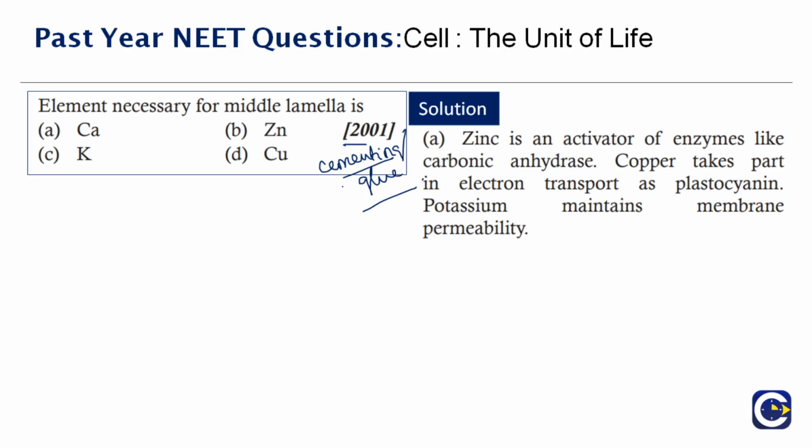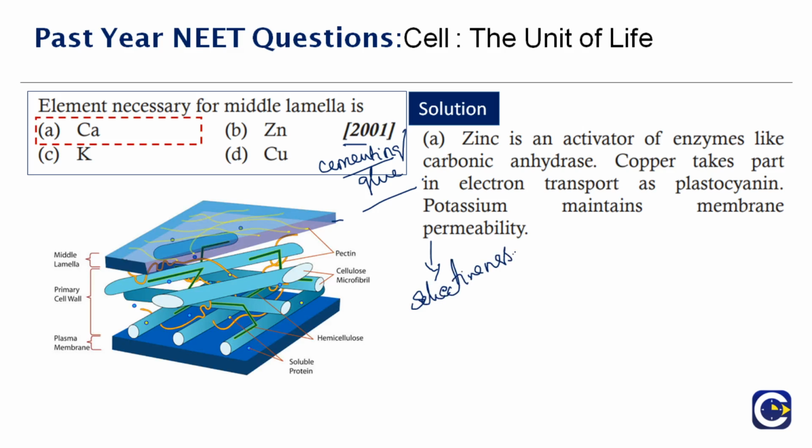Since calcium is the answer, what is the property of zinc, potassium and copper that they have given? Zinc, if you see, is the activator of enzymes like carbonic anhydrase. What does copper do? It helps in electron transport. And potassium maintains the membrane permeability. What do you mean by membrane permeability? Selectiveness. Right? So the correct answer to this question is option A, calcium. Here to your left you can see a diagram which has the middle lamella, primary cell wall, and the plasma membrane, and the middle lamella highly requires this calcium. Otherwise it cannot function properly.